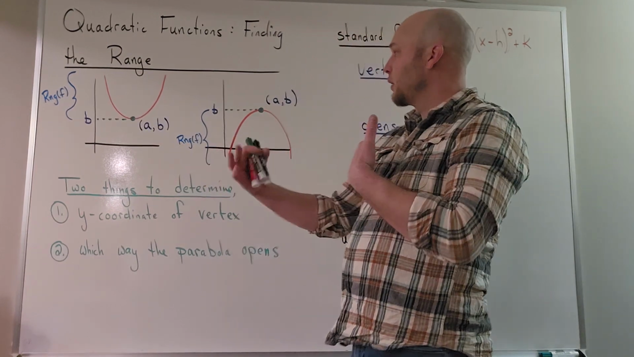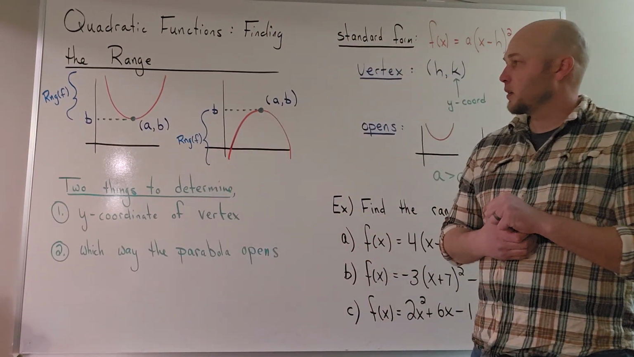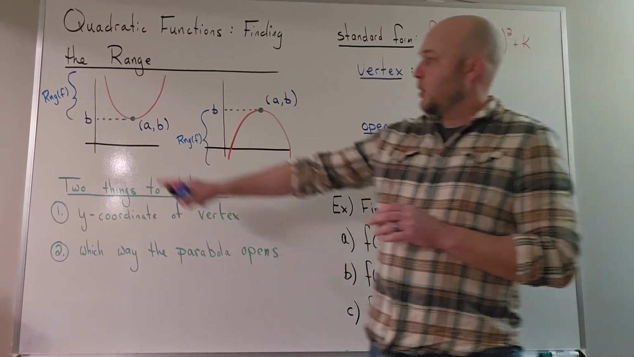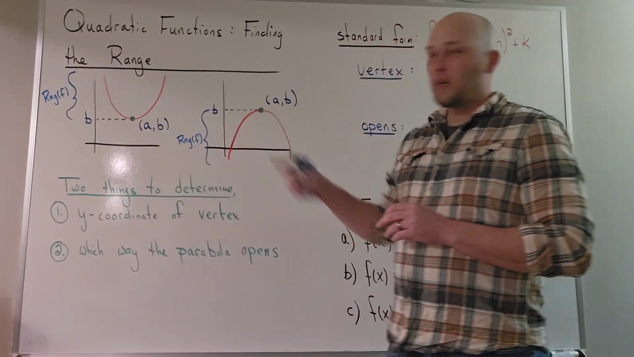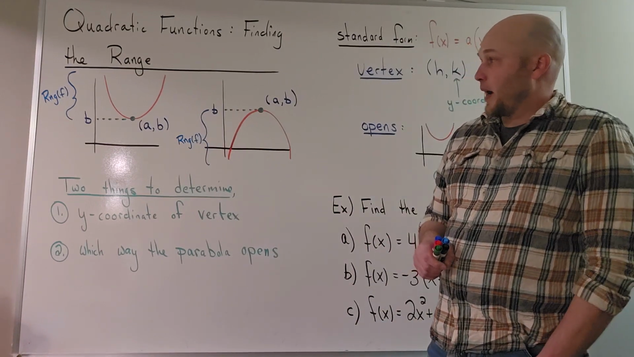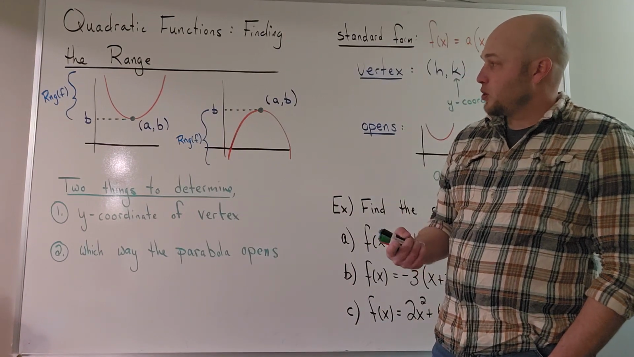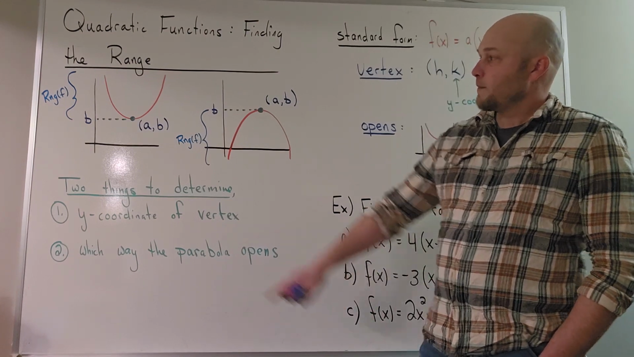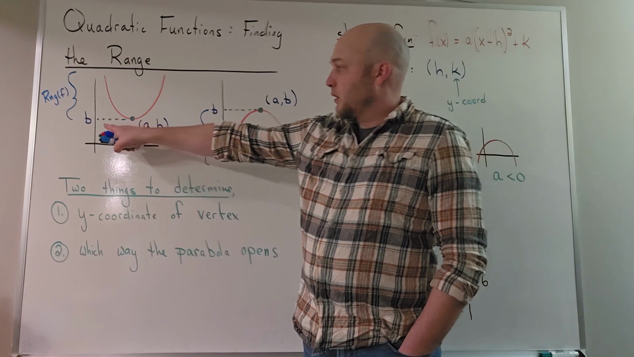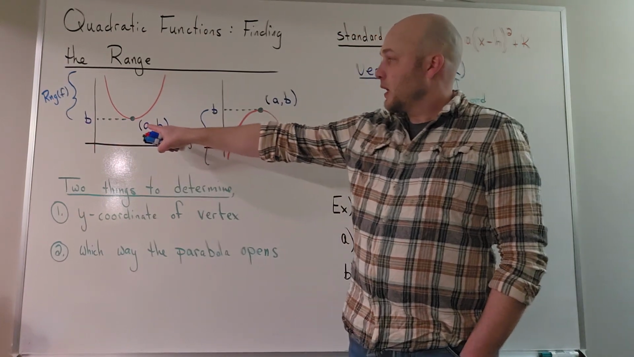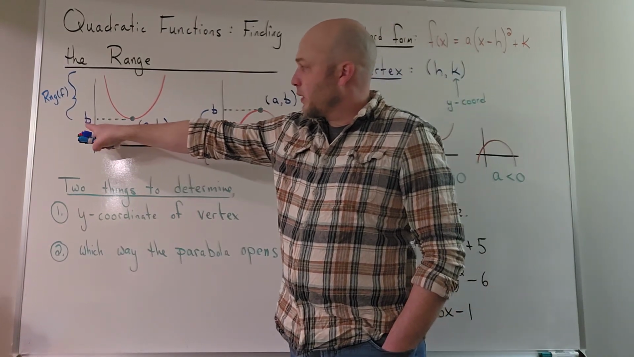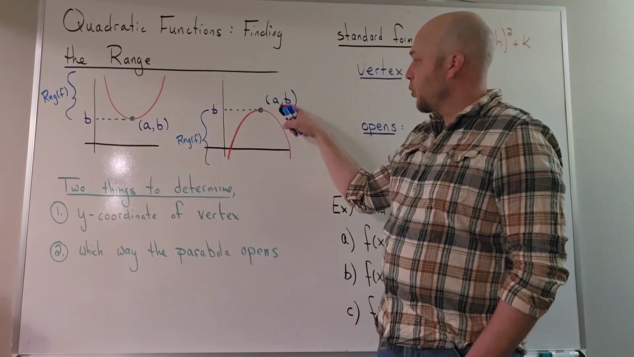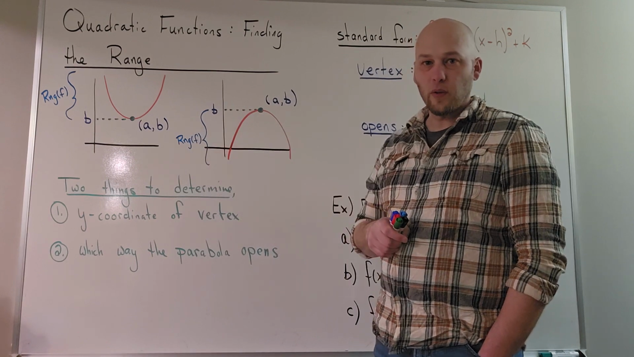Obviously, you can have horizontal shifts and stretches and things like that, but generally break them into two categories where they open upwards or they open downwards. And in either case, the range is going to depend on two things. One, the vertex, in particular the y-coordinate of the vertex. Notice that in this case, the y-coordinate of the vertex is the smallest value of the range. Over here, the y-coordinate of the vertex is the largest value of the range.